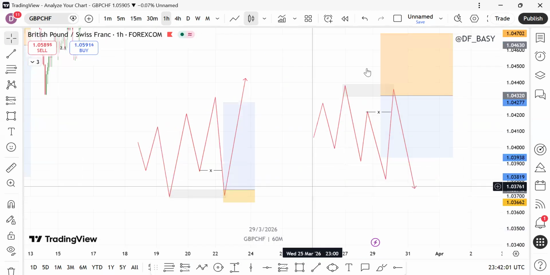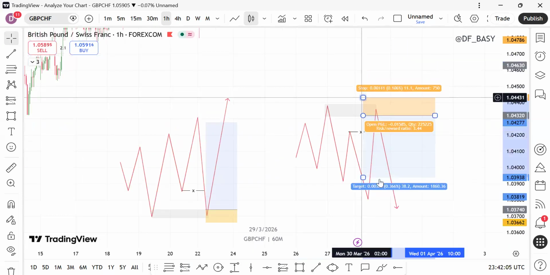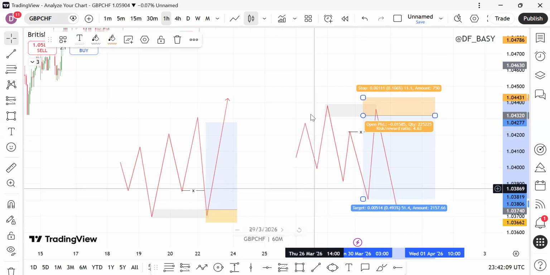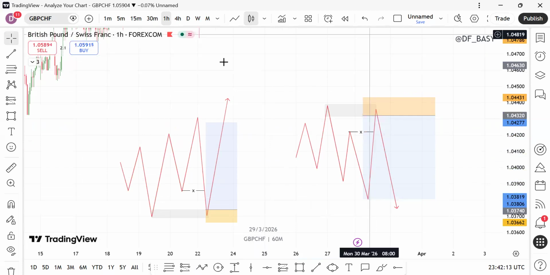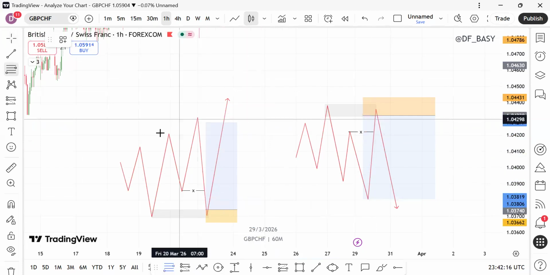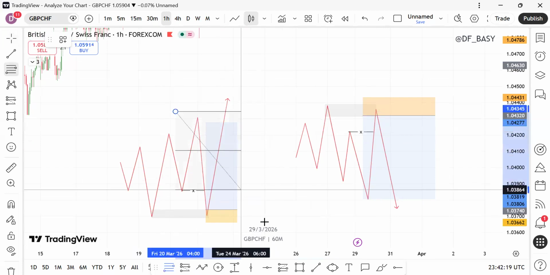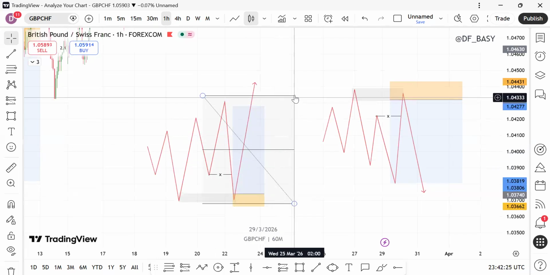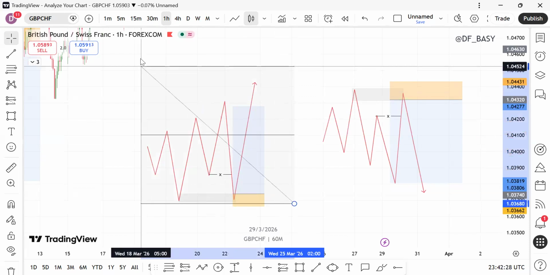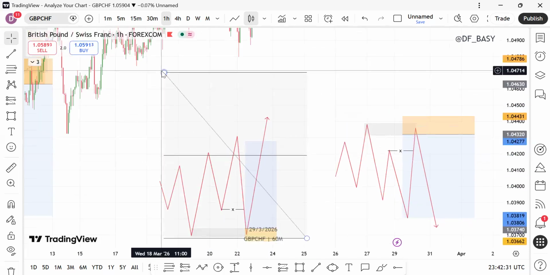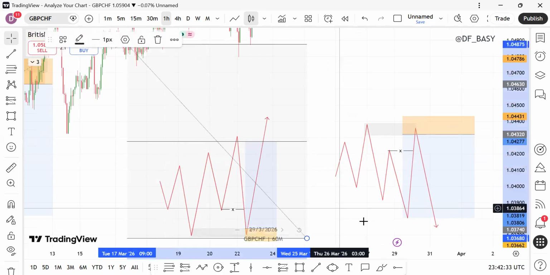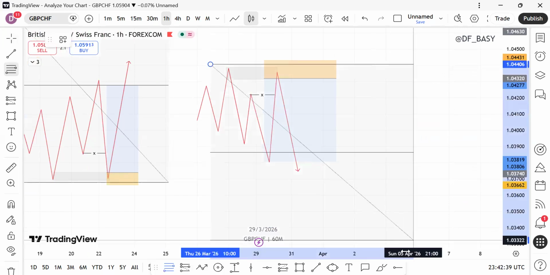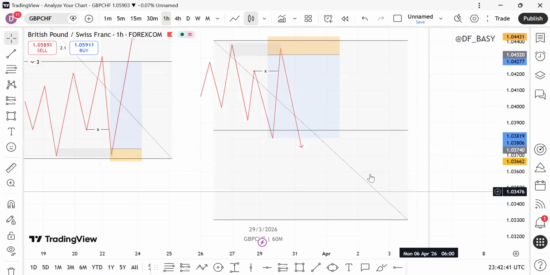To sell and to buy, you need to take your trades at different zones. If you're familiar with your Fibonacci tool, you need to keep your Fibonacci tool at 50%. Now you should be looking for buy setups at the discount zone, which is here, and you should be looking for sell setups at the premium.